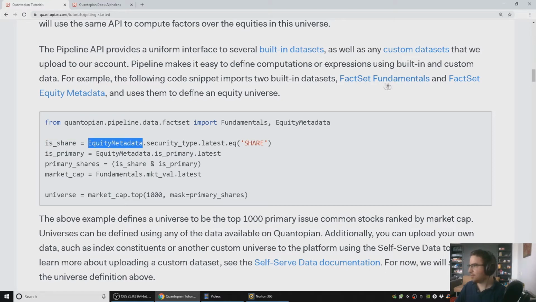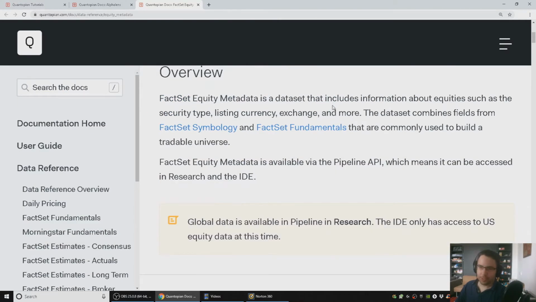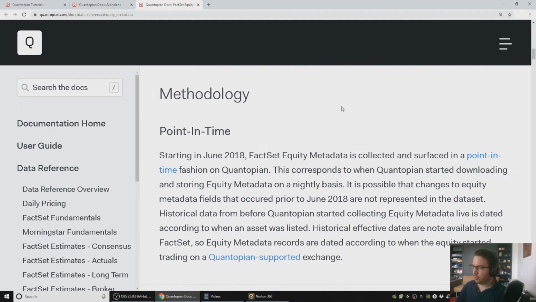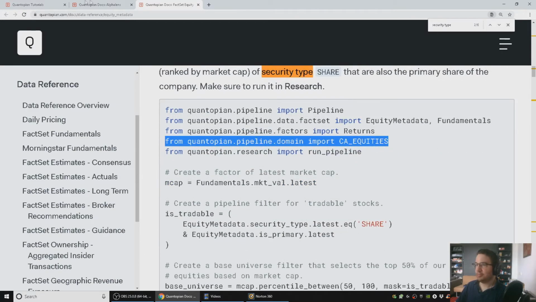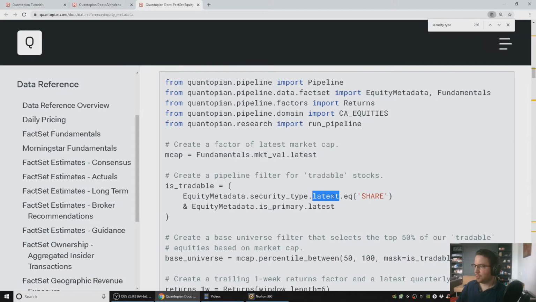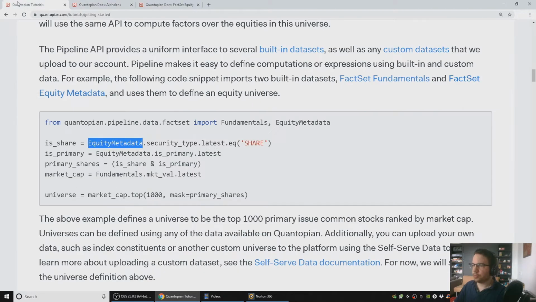equity metadata stuff. Now I have done this before when my recording failed, but to be honest, I've completely forgotten what any of it means. So this is good. You've got to keep repeating till you understand. They're looking for shares that are Canadian, whereas we have no such line. We're just looking for all the shares in the world. .latest is just the most up-to-date value. So the last time it was updated, it was a share.